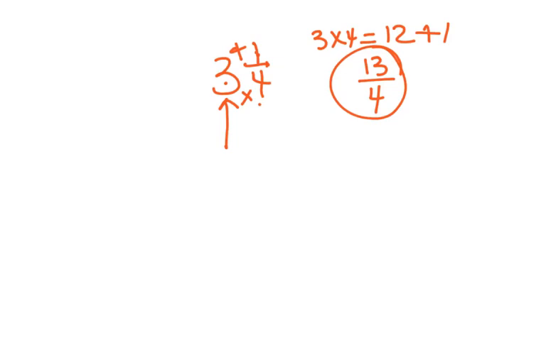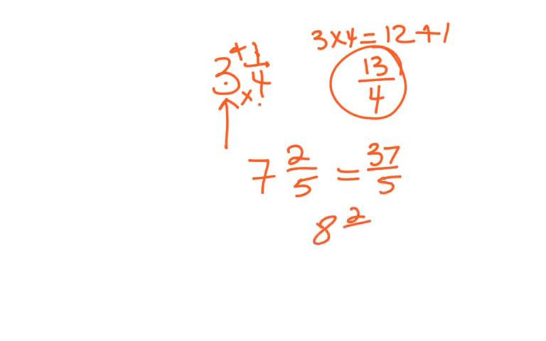So let's try another one. 7 and 2/5. Turn that into an improper fraction. 5 times 7 is 35. 36, 37/5. One more. Let's go 8 and 2/3. Turn that into an improper fraction. 3 times 8 is 24. 25, 26. 26/3. And if you turn it into improper fractions, it's easier to work with on your thing.